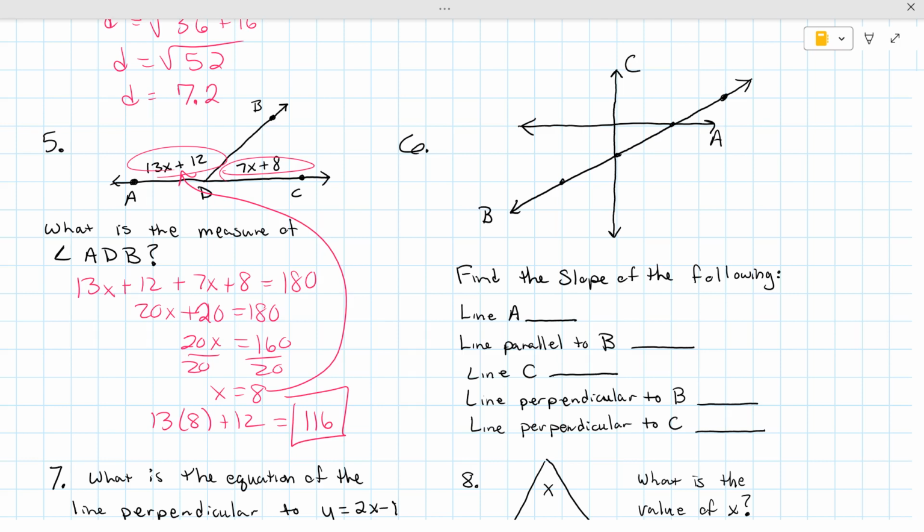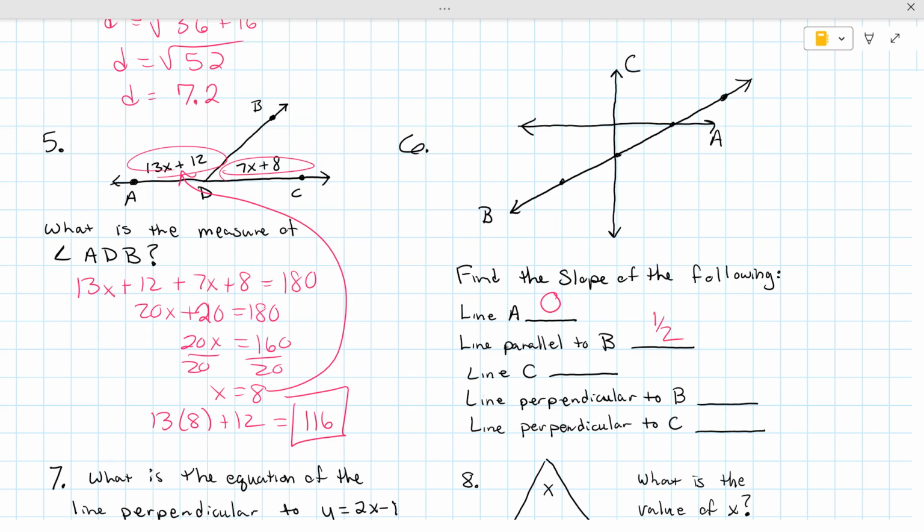Over here, slopes. What's the slope of a horizontal line? How much rise does it have? 0. So the slope is 0. The line parallel to B. Well, we got to look at B. What's the slope of B? We go up 1 to the right 2, so it's 1/2. So line B is 1/2. What we know about parallel lines, they have the same slope.